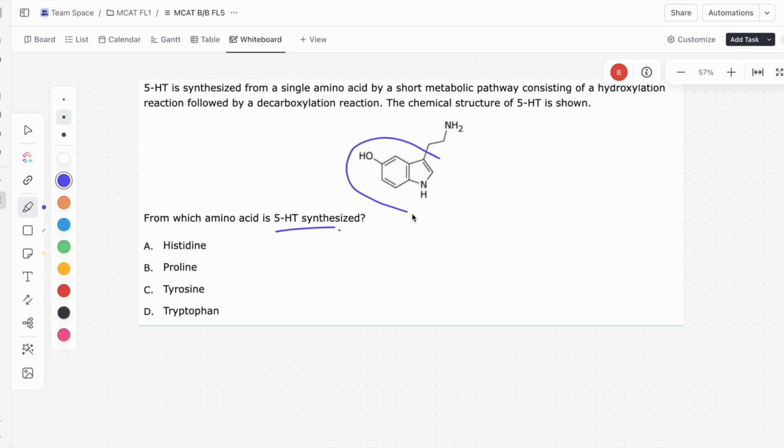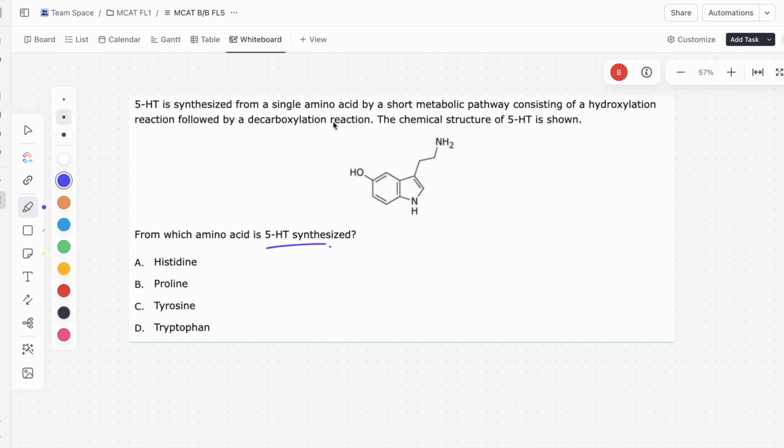As I'm looking at this, I immediately see a structure that reminds me of the side chain of one other amino acid. And that's going to be this structure right here. This really looks like the side chain of tryptophan. And so let's take some measures to make sure that that's exactly what this is. So it says 5-HT is made from a decarboxylation reaction. So that means we should be able to add a carboxyl group here somewhere, and it would make it look a little bit more like an amino acid. And so what if we chose right here?